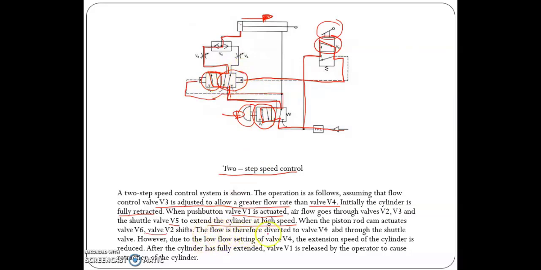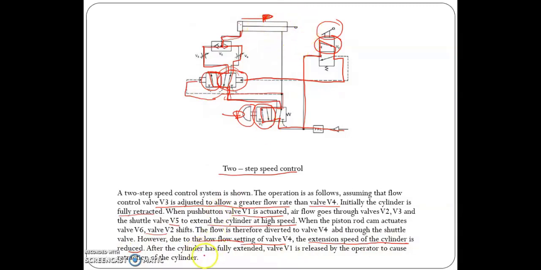Okay, the flow is therefore diverted to the valve V4 and through the shuttle valve. So this one dia dah divert, bila dia dah shift to this position, sekarang the flow akan masuk ke V4. Okay, to the shuttle valve. Then dia akan extend. However, due to the low flow setting at the valve V4, the extension speed of the cylinder is reduced. So dia punya speed sekarang dah reduce.